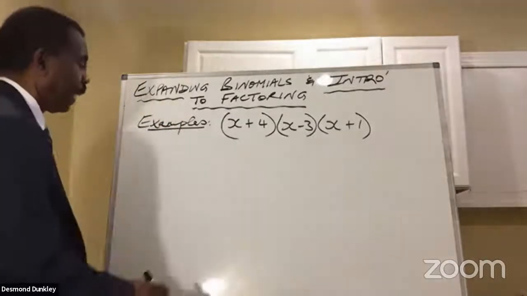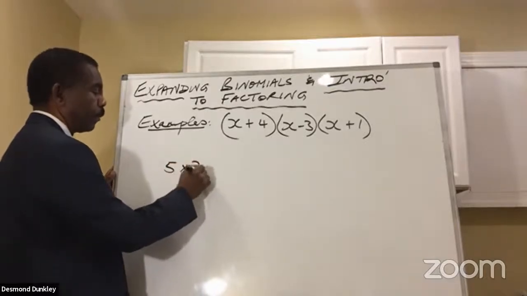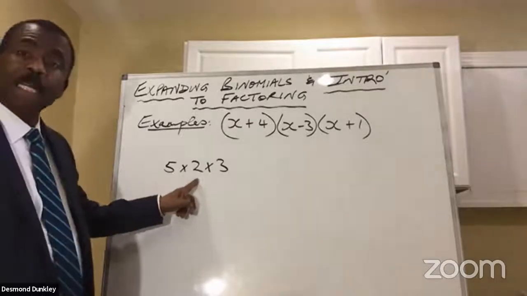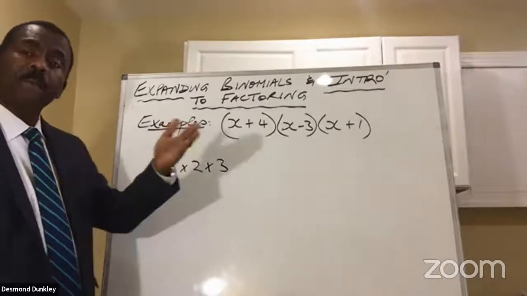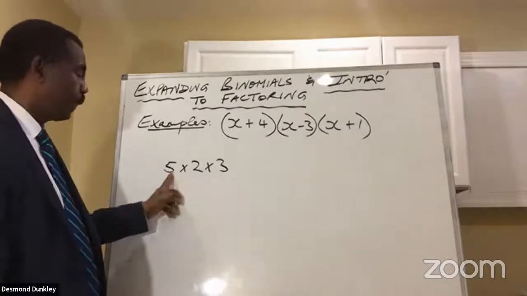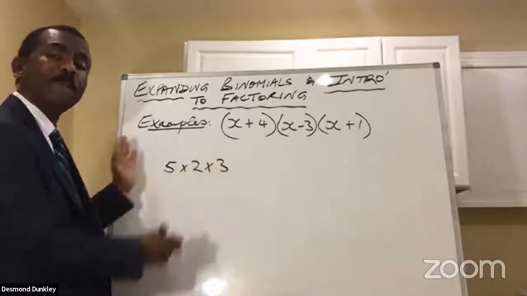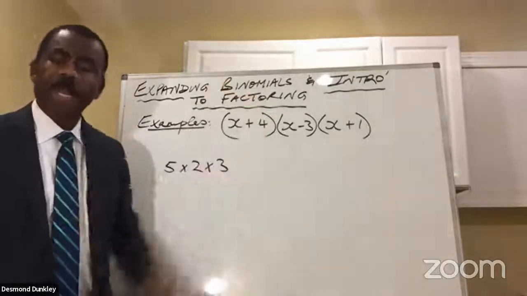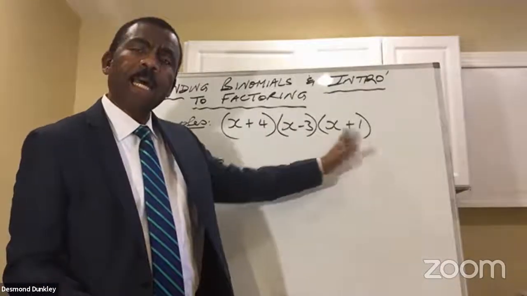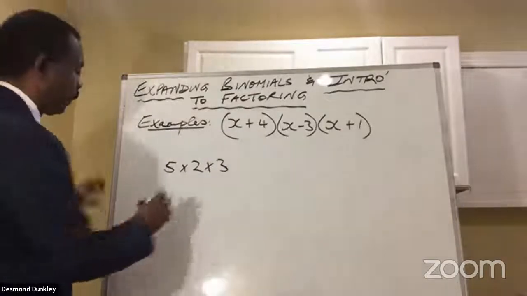Well, if I gave you 5 times 2 times 3, you could say, okay, 5 times 2 is 10, 3 times 10, 30. Or you could say 2 times 3 is 6, 5 times 6, 30. So you multiply 2 first, then you multiply by the third. Same thing right here. You be very patient. I would multiply the last 2, and then whatever I get, I multiply by the first binomial.